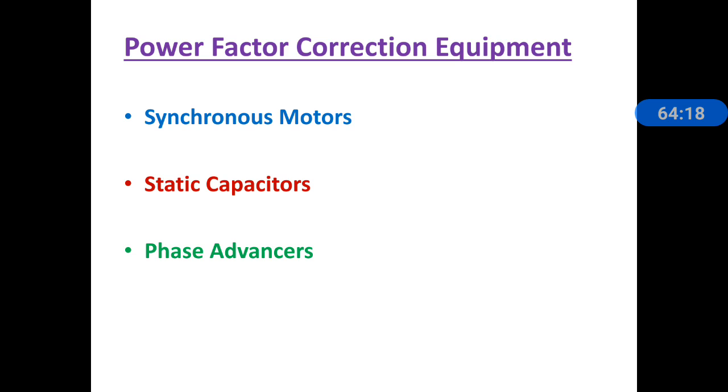So these three items are mainly used for power factor correction: synchronous motors or synchronous condensers, static capacitors and phase advancers. Static capacitors we can use for all equipments, synchronous motors are used for industry, and the phase advancer is also used for industrial purposes only.